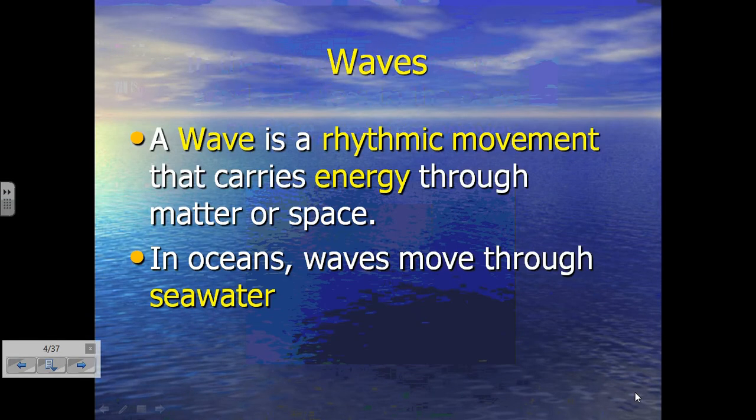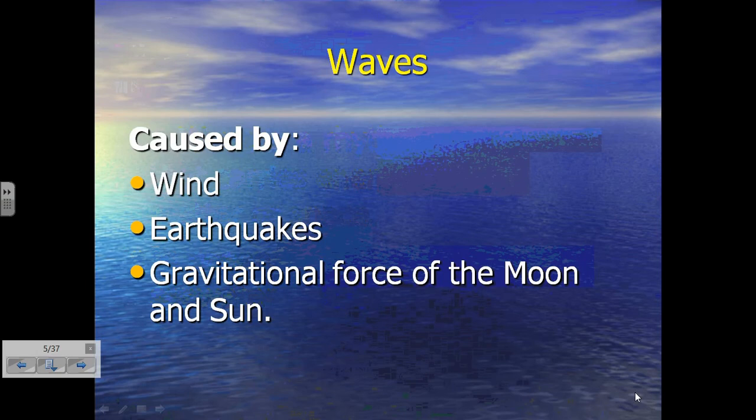A wave is defined as a rhythmic movement that carries energy through matter or space. In oceans, waves move through seawater. Now, there are three things that waves are caused by, but one of them is probably the main reason. That main reason is listed first as wind, followed by earthquakes and gravitational force of the moon and the sun.